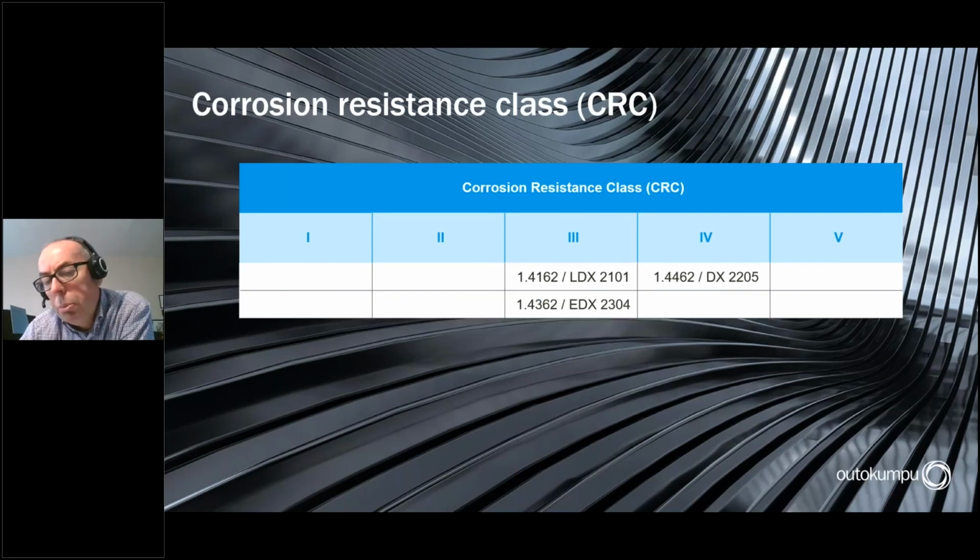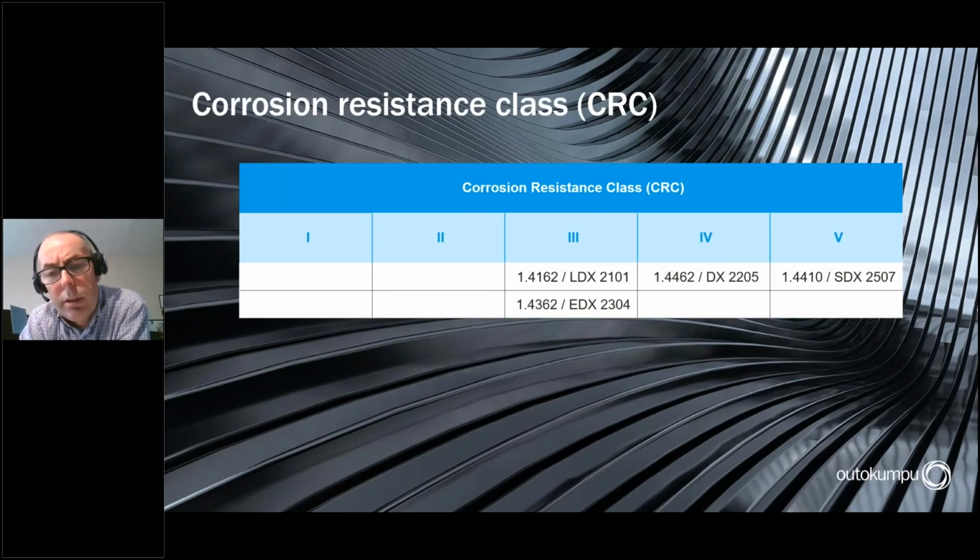So all of the other duplex steels appear, so that I showed earlier on my chart. You can see them if you look it up in the table. And if you come across a very aggressive environment, which will be class 5, there is a duplex steel that could be suitable and is suitable for that type of environment.